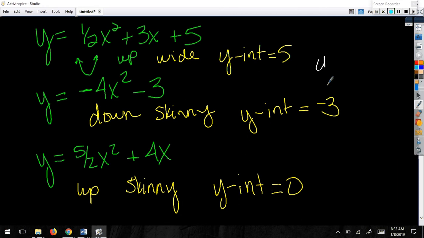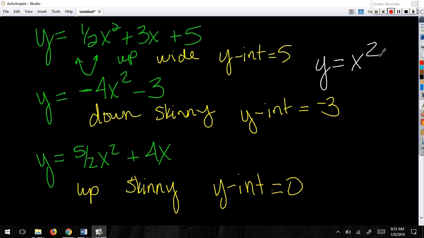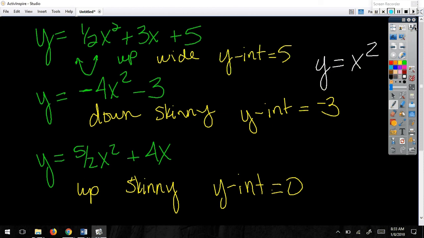Also realize if this was just x squared, what is your a there? 1, right? So it's average and it's up. B and C there are 0. Okay? All right. Maybe I should have made you identify A, B, and C.